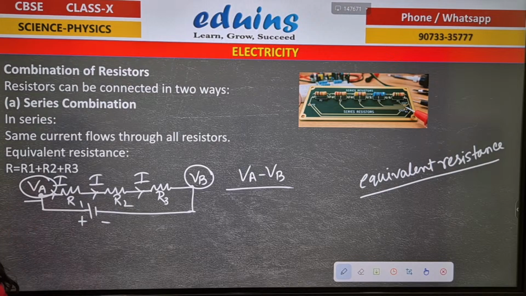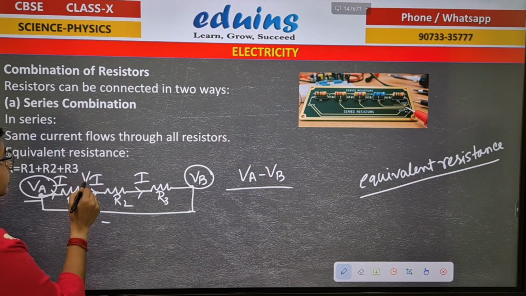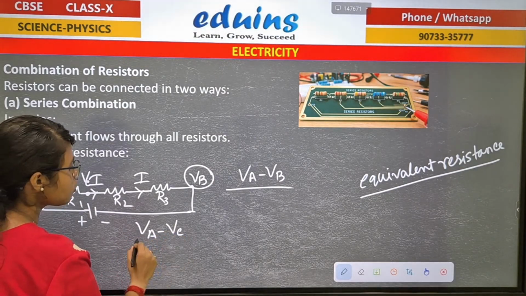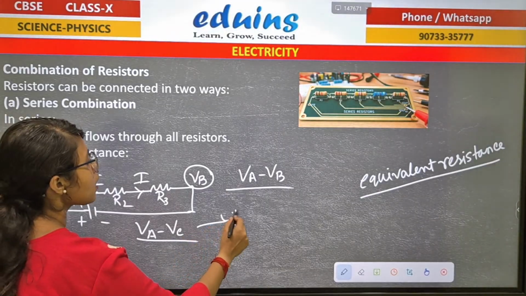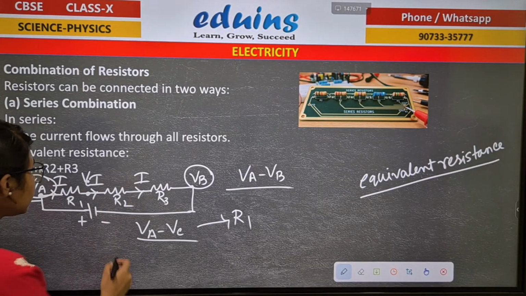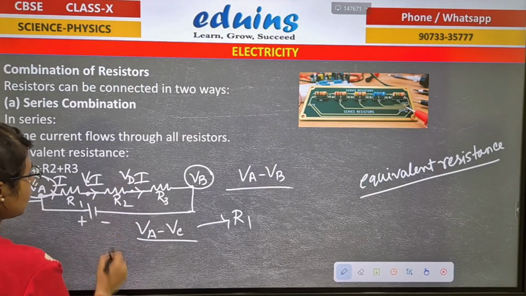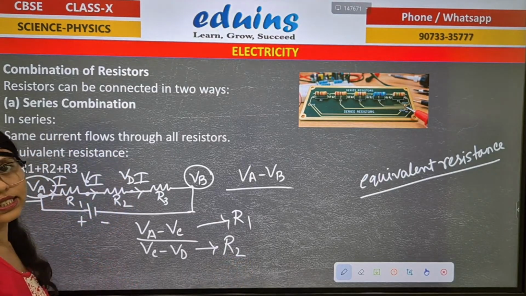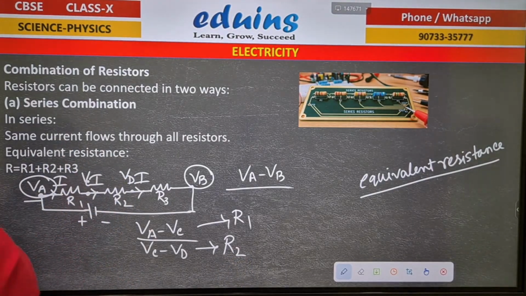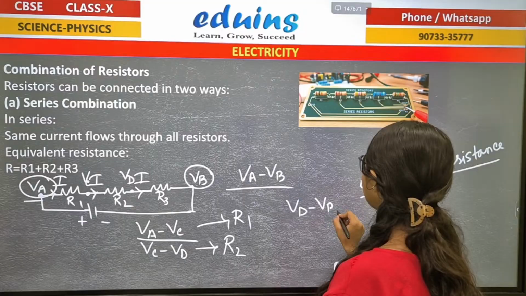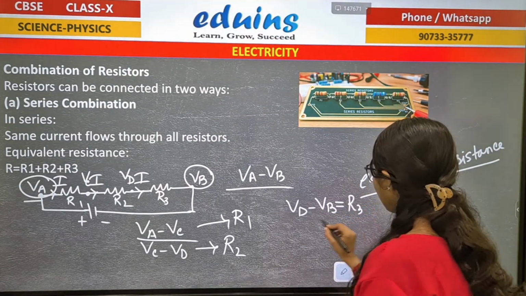Now the potential difference. For R1, from VA to VC, so VA to VC is the potential difference across R1. For R2, the potential difference is VC to VD. And for R3, VD minus VB is the potential difference.